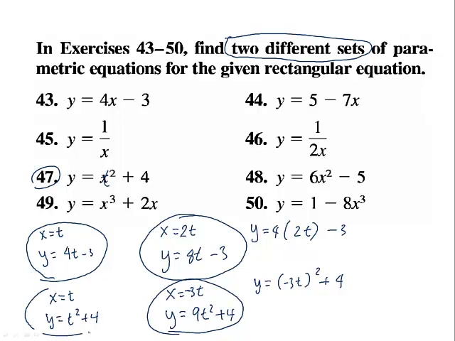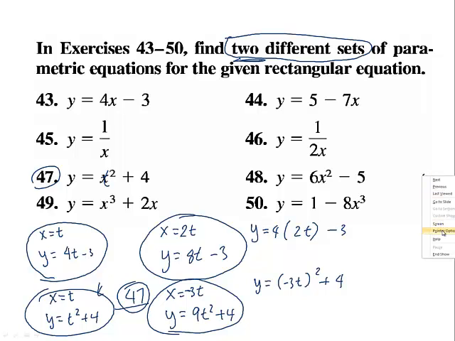This is my first set. Both of these are for number 47. Okay, I need two different sets. That's how you get two different sets. One super easy one, and one not quite as easy, but also easy. Just a little bit of work. Okay, very good. All right, next.